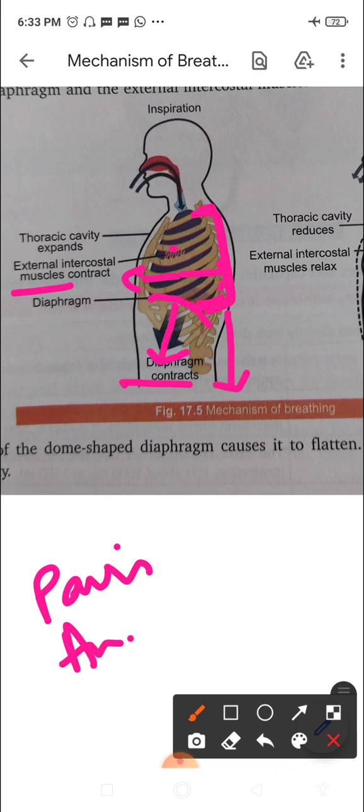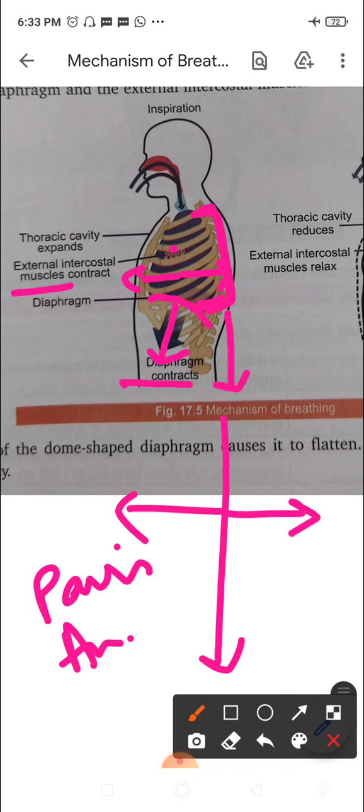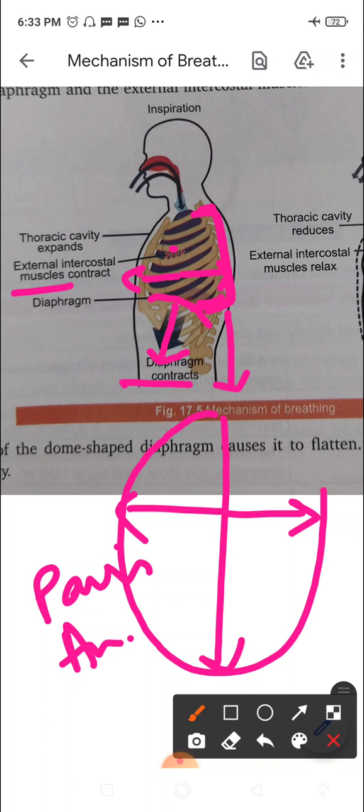So volume itself increases. Due to their combined action, this way also the size has increased, and sideways also the size has increased, right? Due to the combined action, the volume of the thoracic cavity increases. Here you see this is the volume of the thoracic cavity, here this is increased. Earlier it would be just this much, right?